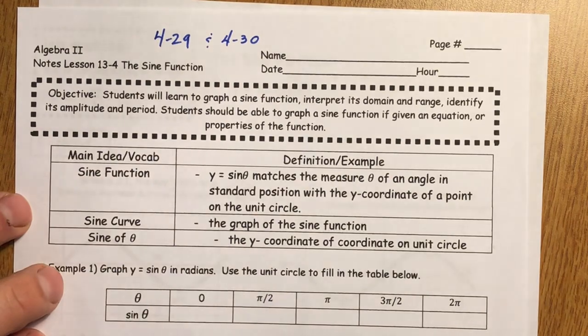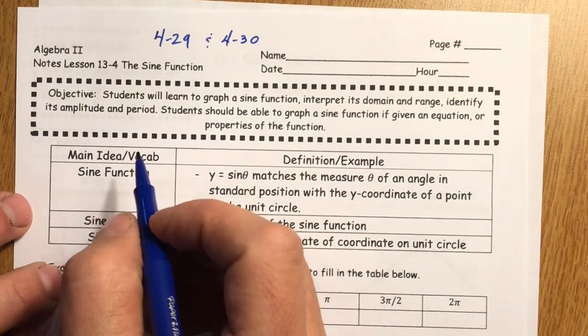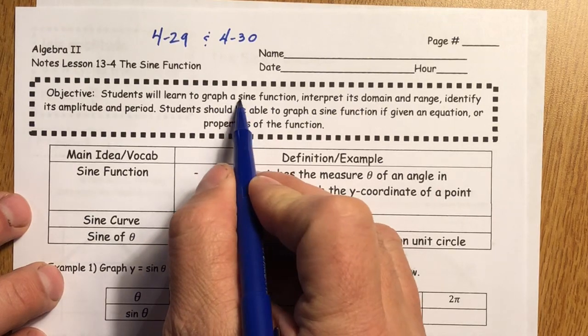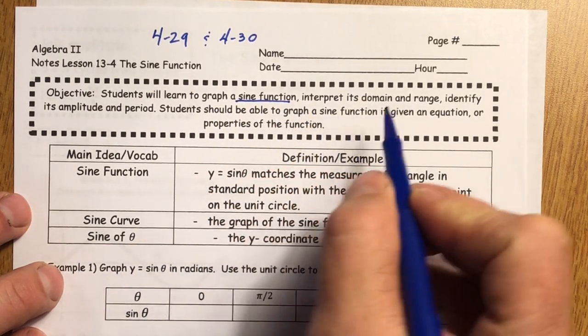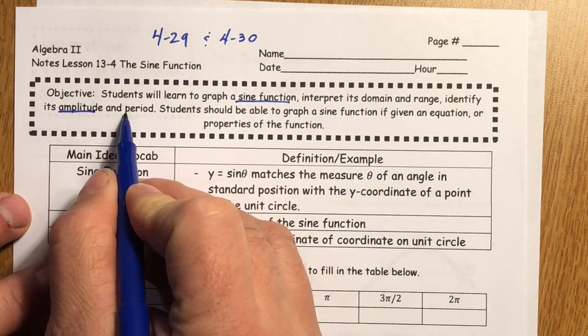Now we're going to start getting into the sine and the cosine functions, which, remember, are trig ratios from your trigonometry. The objective of this lesson: you're going to learn to graph the sine function, interpret its domain and range, and identify the amplitude and the period.